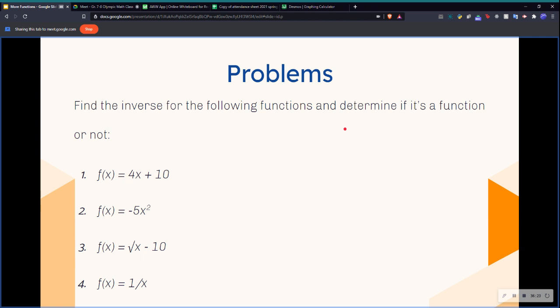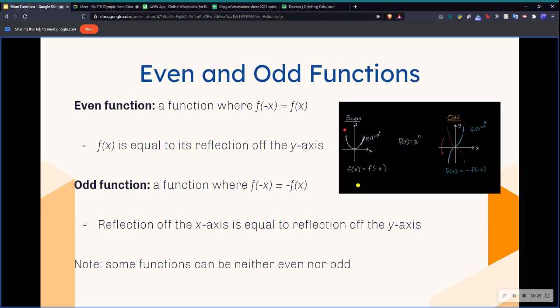Right, hopefully not. Let's move on to the next slide. Let's look at even and odd functions. What are these? All right, so what's an even function first?